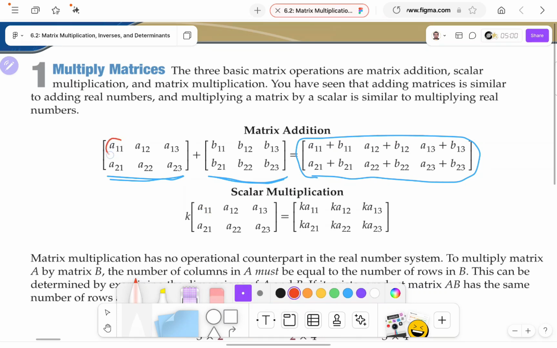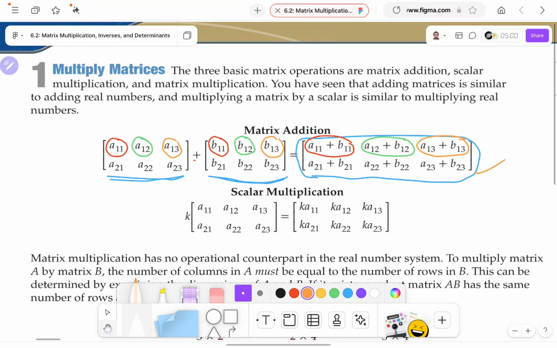So first, A11 plus B11, and the answer will be written here. Same thing here, A12 plus B12, then you write just the answer here. Next, A13 plus B13, then you write the answer here, and so on. You continue until you get the whole matrix.